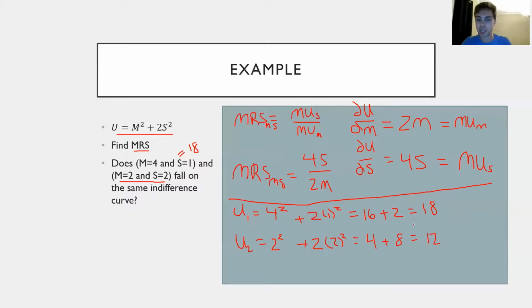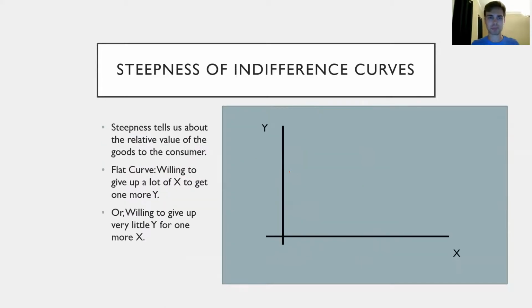So since this utility function gives us different values for these two bundles, this means that these two bundles are not on the same indifference curve. No is the answer. And we can actually decide which of these bundles is preferable, right? So bundle 1 is giving us higher utility. So this person prefers to have 4 M&Ms and 1 Skittle over 2 M&Ms and 2 Skittles. Okay, so that's a little example there.